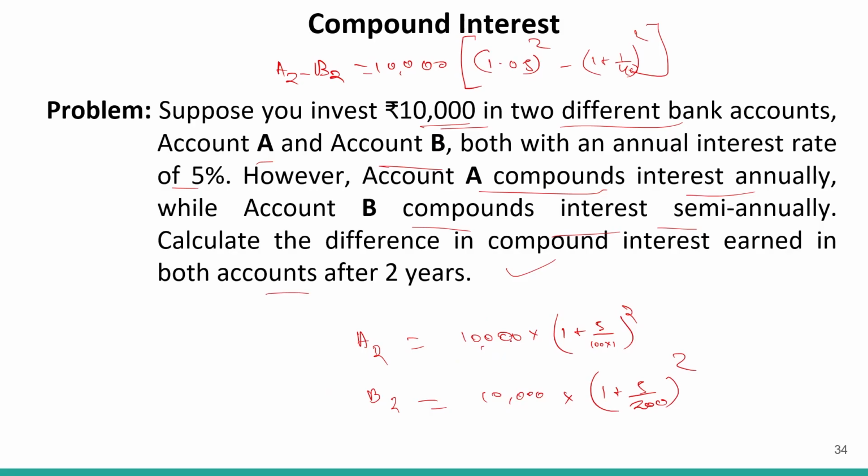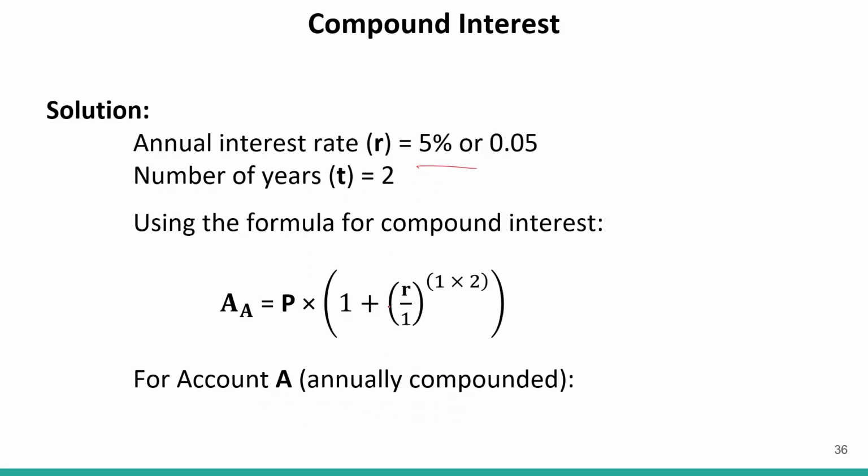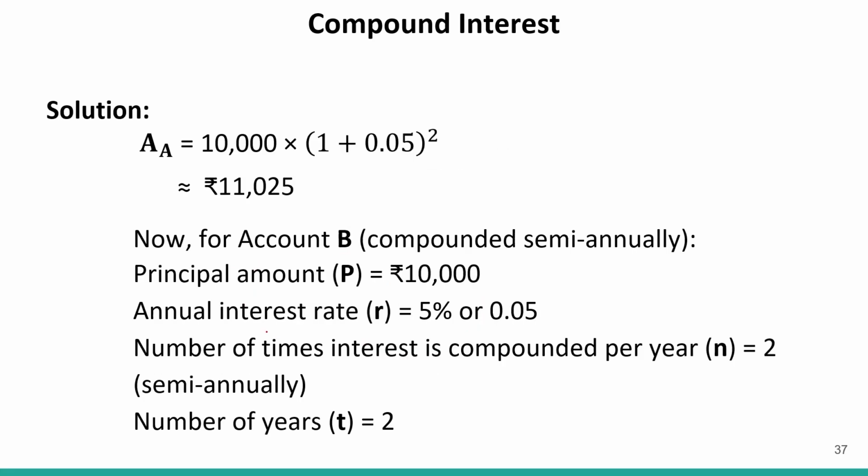Since both the amounts have 10,000 as common, it won't matter actually. Okay, it will also get cancelled out if we solve further. So account A is equal to, principal amount will be this much. So after this, what we can evaluate is AA, that will be 11,025 rupees.